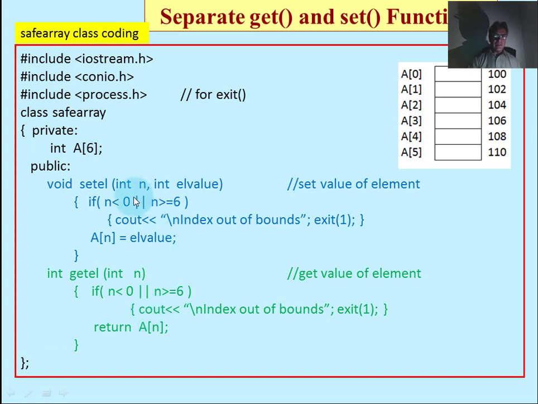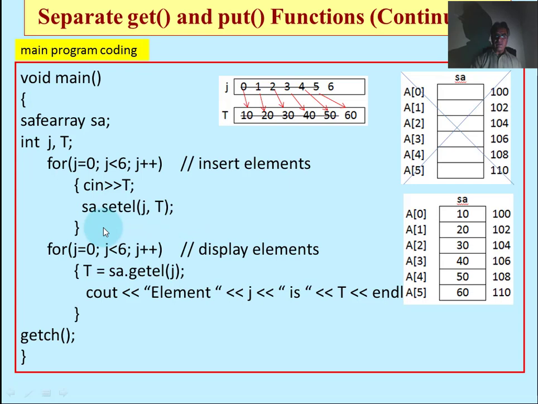This blue color function will check that 0 is within the bound. If it is within the bound, then the t value will be supplied to this el value. This parameter will receive the value of t, that is 10, and this 10 will be stored at a of 0 location. And here you may see a of 0 location contains the value of 10.